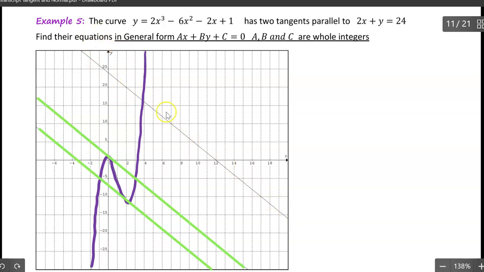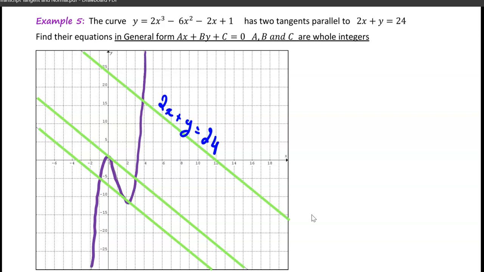Okay, and this line has the equation 2x + y = 24. So I'm going to label this in a second. Right here I should have this one labeled as 2x + y = 24. Given that the two tangent lines are parallel to this one, this provides us with the key to figure out the slope.